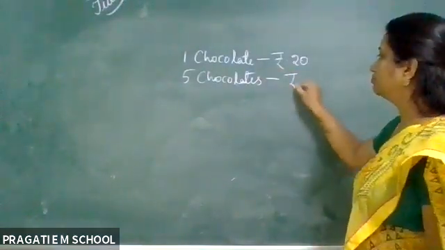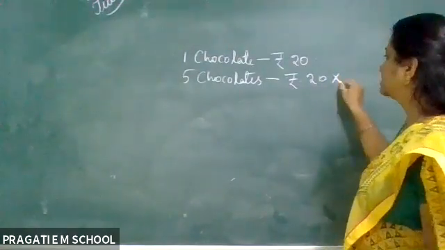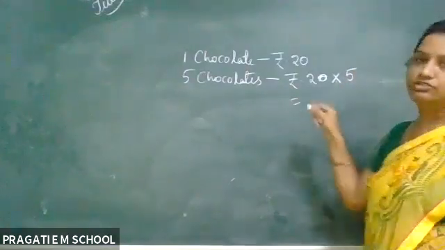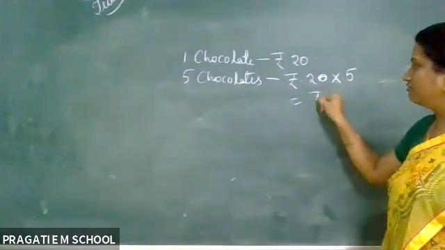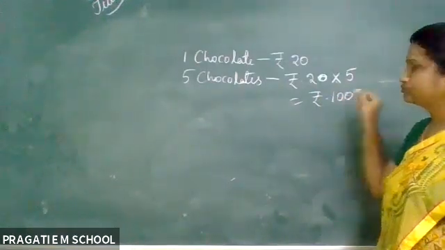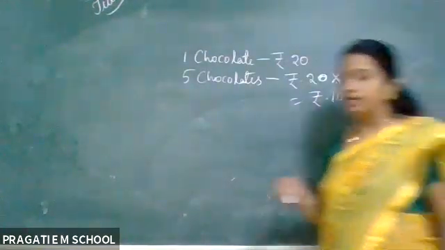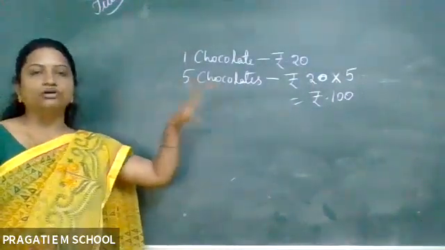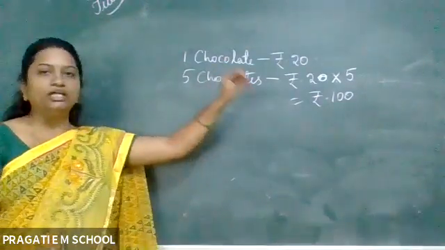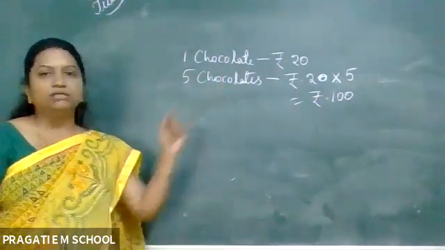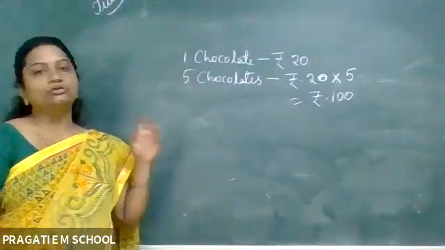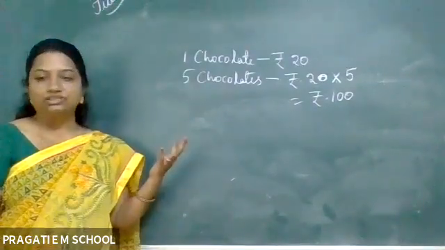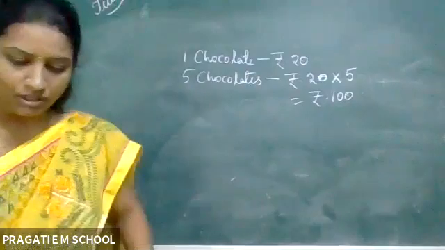You just write 20 with some operation which is called multiplied by 5. So 5 twos are 10, and a zero, so we have 100 rupees. Am I right, children? So one chocolate is 20 rupees and 5 chocolates of the same price: we have 20 multiplied by 5, which is nothing but 100 rupees. So now we are going to learn about multiplication, children. Fine? Yes.